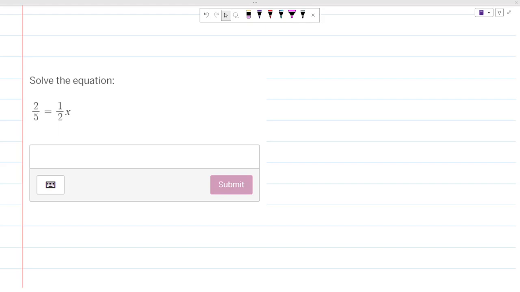It says solve the equation 2/5 equals 1/2 x. So let's copy this down in our notebooks. Now, how did we solve similar problems to this before? What would we do to both sides?